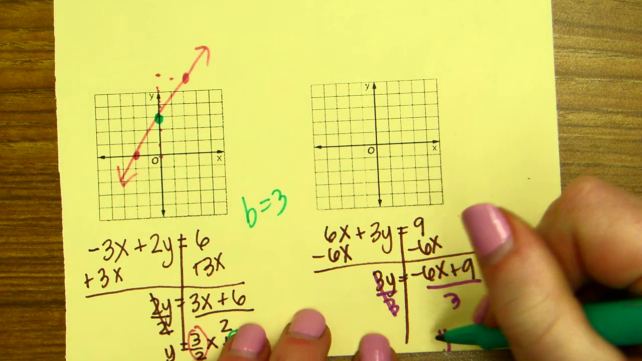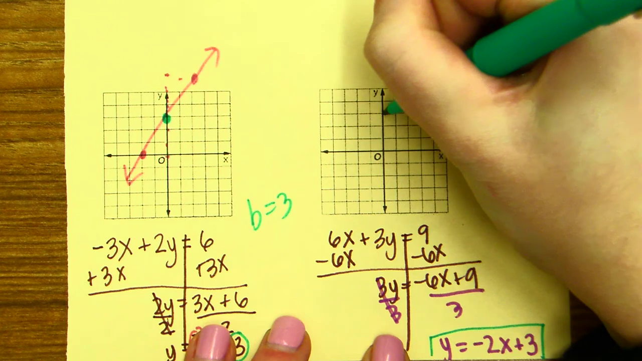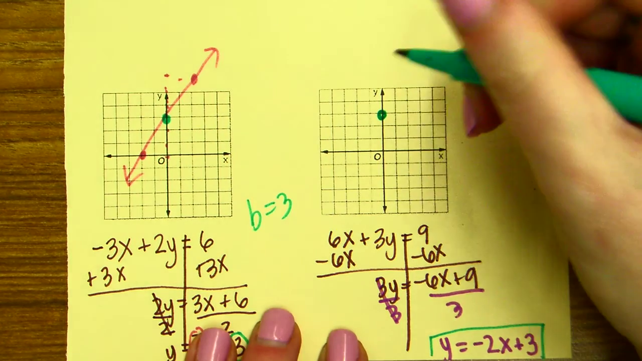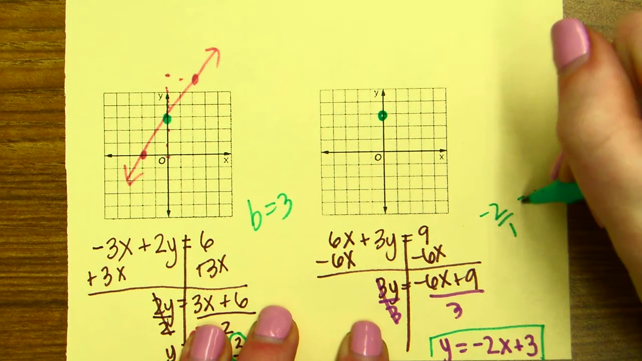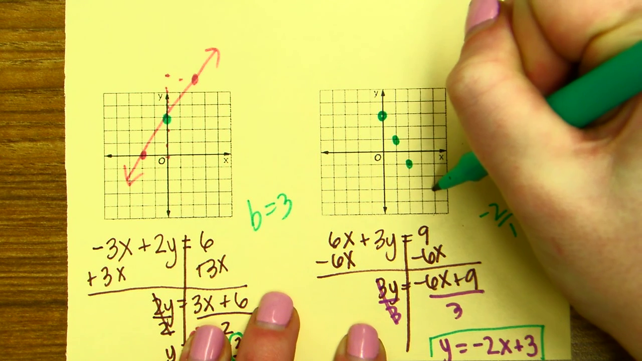I want you to type this into the box. That's what you're submitting for your assignment. The y-intercept is positive 3. The slope is negative 2. Negative 2 as a fraction is negative 2 over 1. So from that dot, I'm going to go down 2 to the right 1, down 2 to the right 1.